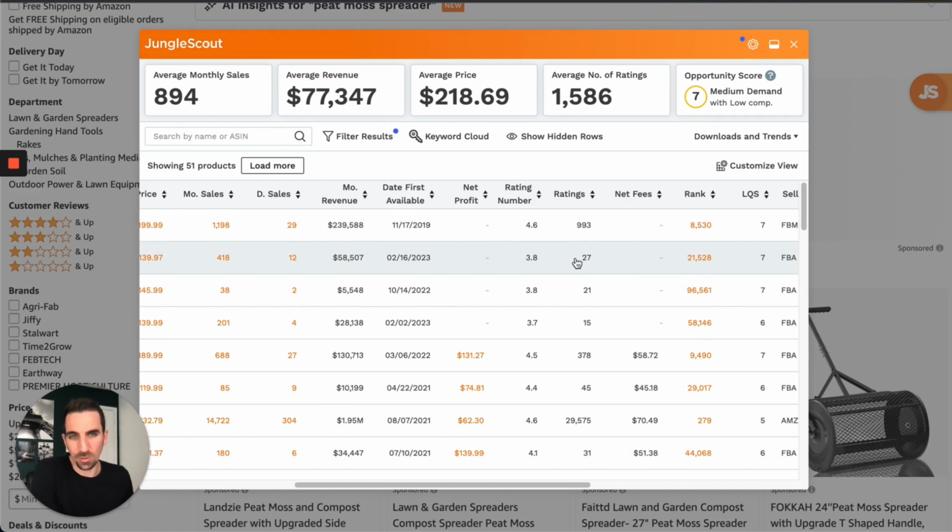The other thing I want to see is, are they evenly spread out, or are there already 2 or 3 that have most of the reviews and everyone else is really struggling to compete? So you can see that the very first one, which is an advertised product, has 993 reviews. These guys only have 27 and 21. Down here, this one has almost 30,000 reviews. So this is not a great sign, because it means that all of the sales are concentrated in just a couple of very established sellers.